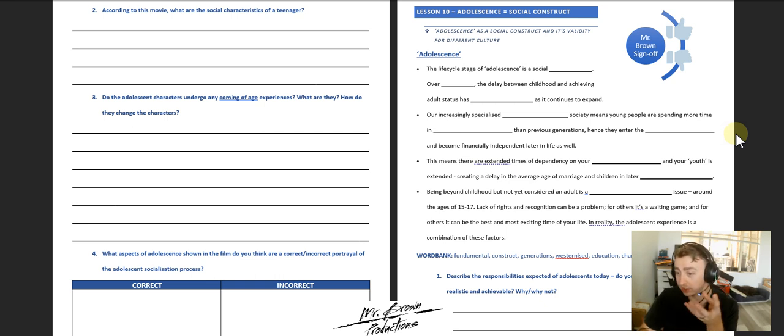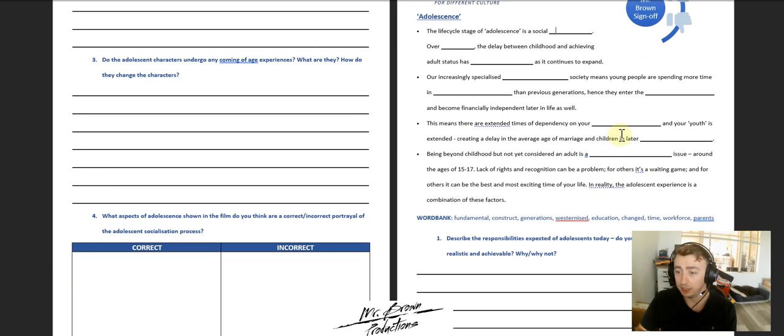And so therefore the construct of adolescence has changed a lot too, and what it means. What it means is that there are extended periods of dependency on your parents, and your youth is extended. Your youth period is extended because it's creating a delay in the average age of marriage and children in later generations. The age of people getting married is moving a lot older, the age of people having children is moving a lot older, and the reason why that's used as a symbolism of adulthood is that typically people have kids when they feel ready.